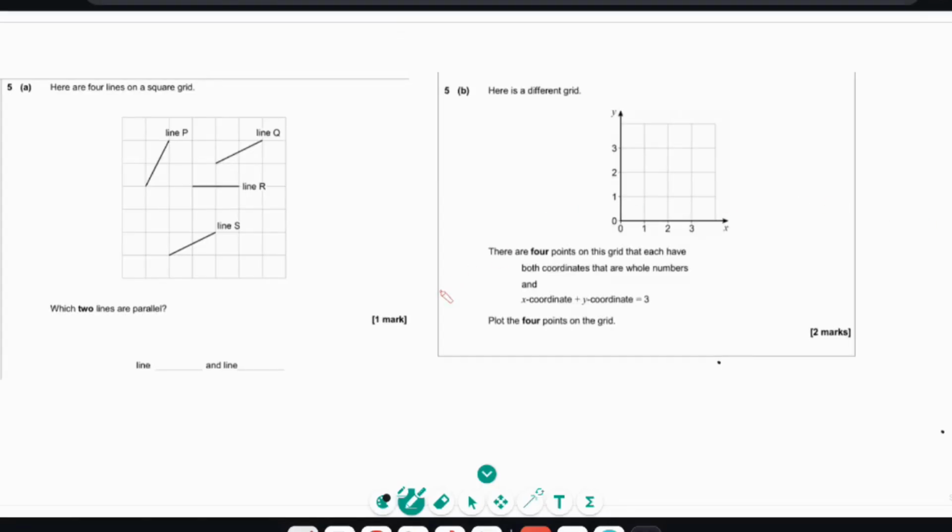Here are 4 lines on a square grid, which 2 lines are parallel. Parallel lines never meet, so it's got to be S and Q.